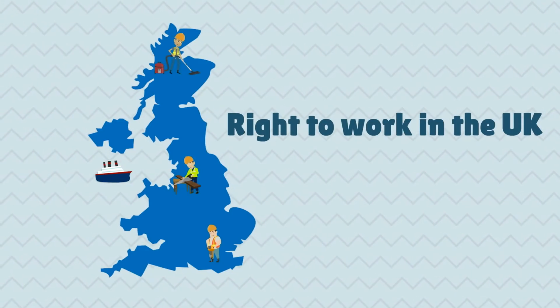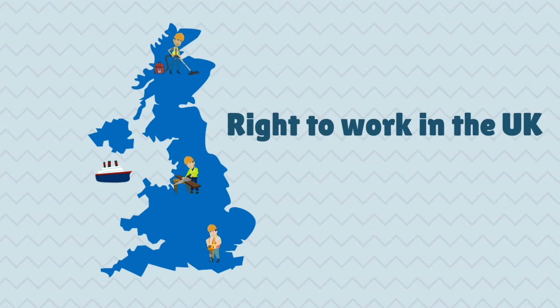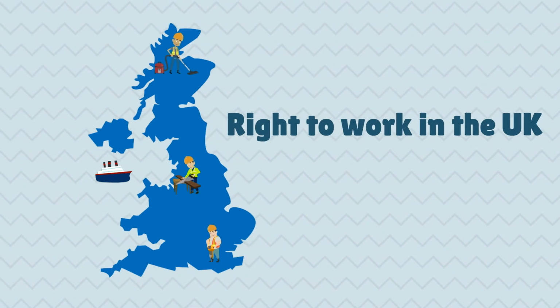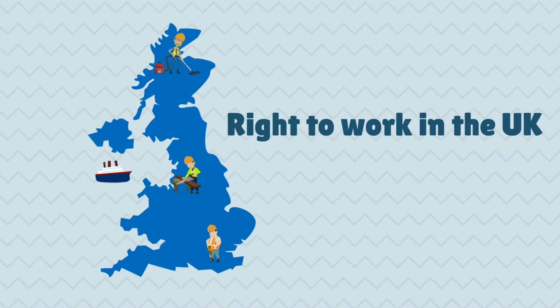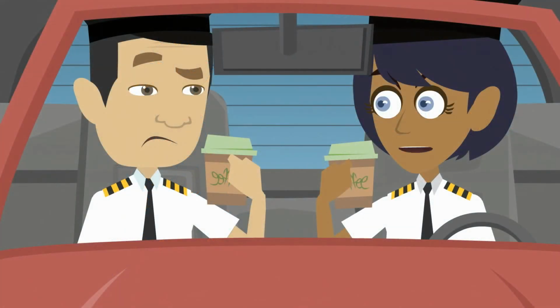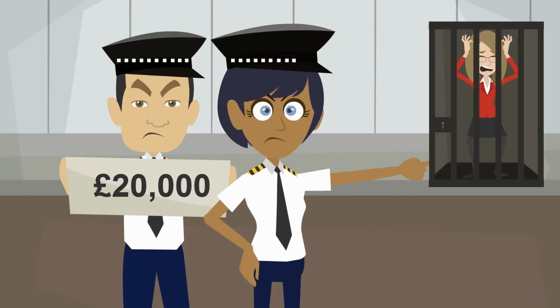It is against the law to employ anyone who does not have the right to work in the UK. You will need to obtain a copy of your prospective employee's ID documents which evidence their ability to work in the UK before employment starts. If you employ someone who is working illegally in the UK and fail to carry out these checks, you could be fined up to £20,000 or face a prison sentence.